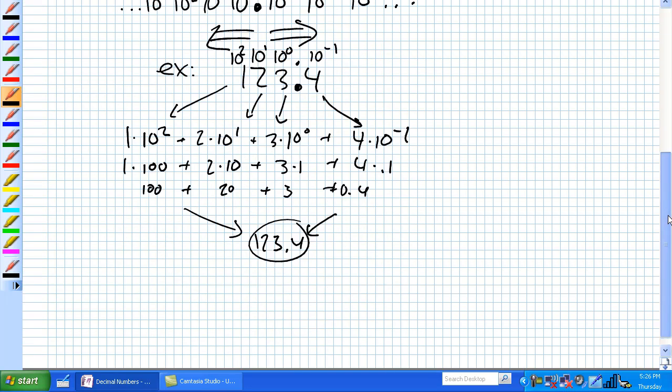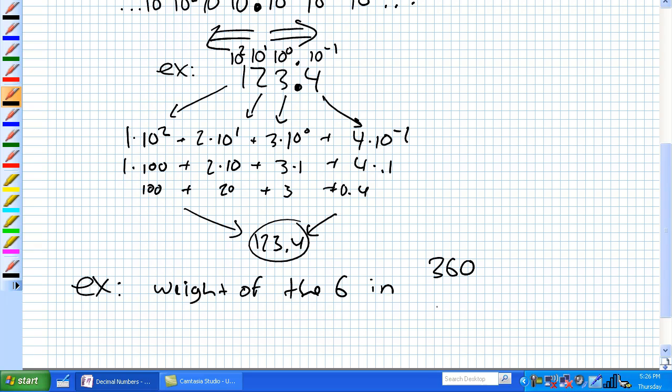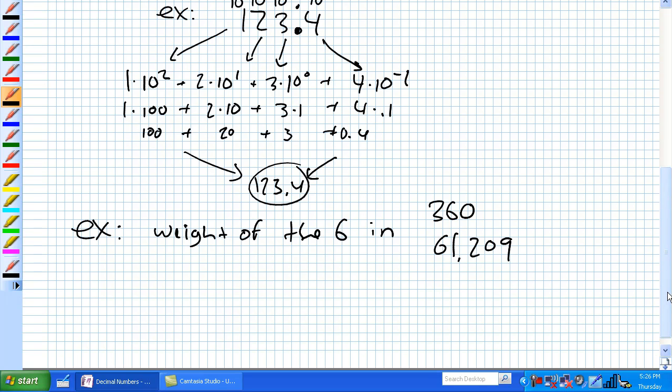All right, let's do some super quick examples. What is the weight of the 6 in 360 and 61,209? Go ahead and pause the tape and give me the answer. What is the weight of those sixes? Right now, pause it. Okay, what is the weight of the 6 in the 360? Again, the 0 is at 10 to the 0, then 10 to the 1, 10 to the 2. So we're looking for the 6. The weight of the 6 is 10 to the 1, or more commonly known as 10.